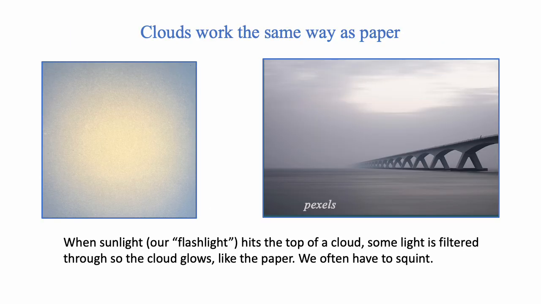Clouds are filled with tiny water droplets, so when the sun or our flashlight hits the top of a cloud, the light starts bouncing between all those droplets, spreading out the light. Because direct light is being filtered by the cloud, the bottom looks like one giant glowing light source, just like our paper experiment. And if you look up at a light cloud cover, you would have to squint because your eyes are receiving some filtered direct sunlight. In contrast, when you look at a blue sky, you usually don't have to squint.